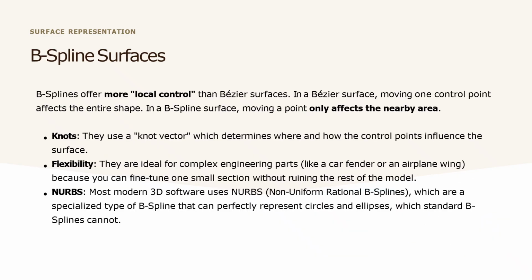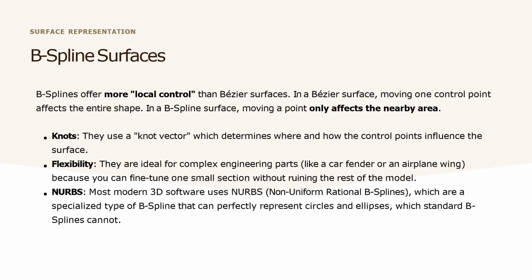B-spline surfaces improve upon Bezier surfaces by providing local control. Moving one control point affects only a nearby region. This makes them ideal for designing complicated engineering objects such as aircraft wings and automobile bodies. Modern CAD systems often use NURBS, or non-uniform rational B-splines, because they can accurately represent circles and other precise engineering shapes.